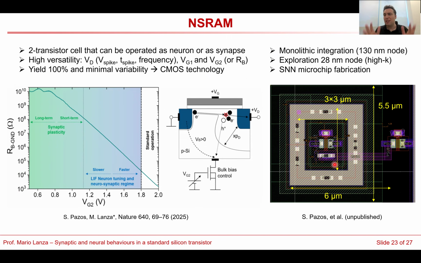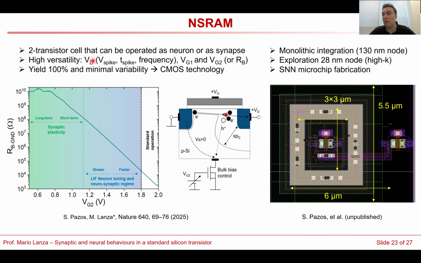So this two transistor cell is what we have called neurosynaptic random access memory cell. It's a two transistor cell that can be operated as neuron or as synapse. It has high versatility because we can control the firing time of the transistor very accurately with different parameters. And for me, the strongest point is that we achieve a very high yield of 100% and minimal variability using a fully a technology that is already implemented.